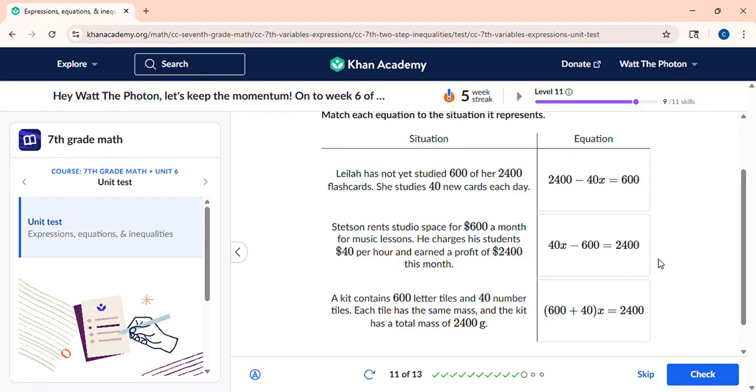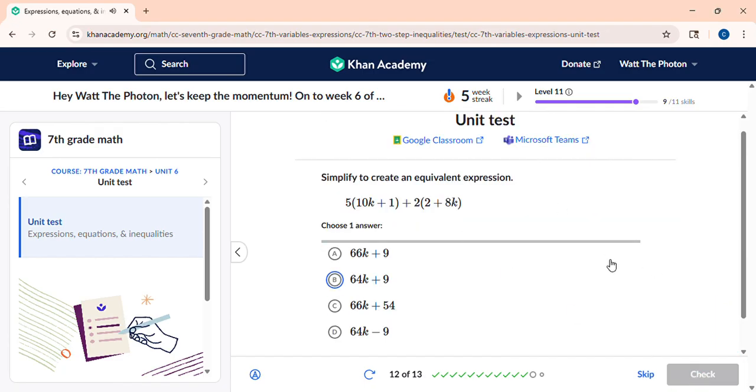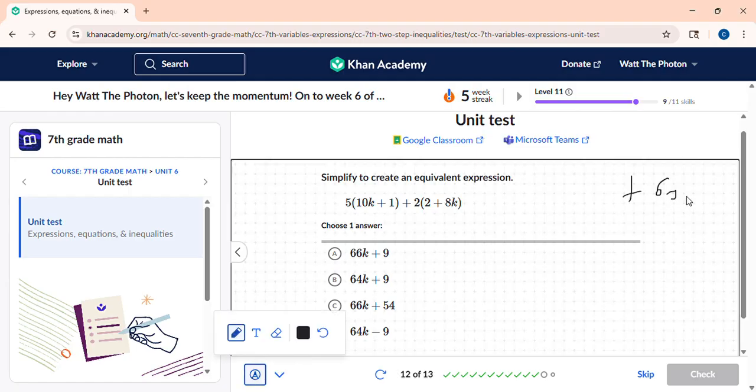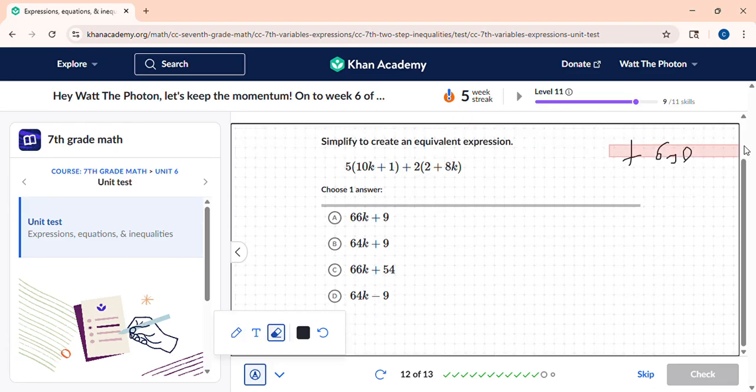A kit contains 600 letter tiles and 400 number tiles. Each tile has the same mass, and the kit has a total mass of 2400. I wouldn't do the middle one like that. I wouldn't order the equation like that. I think you should have added 600, because that's what the problem sounded like, but those are my thoughts.